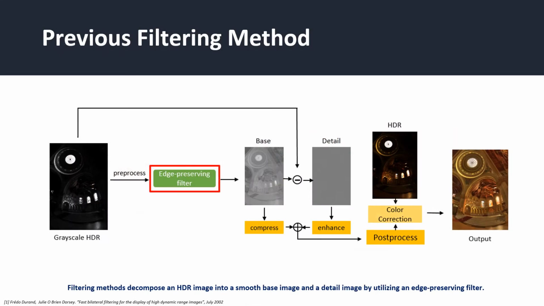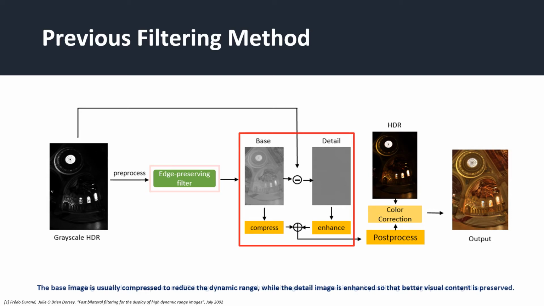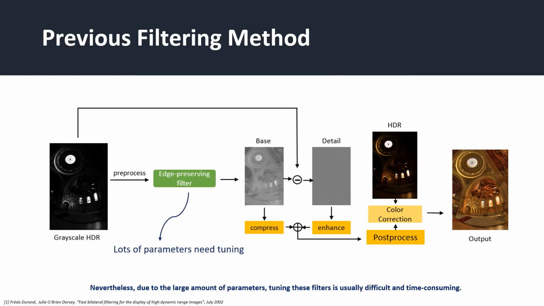Filtering methods decompose an HDR image into a smooth base image and a detail image by utilizing an edge-preserving filter. The base image is usually compressed to reduce the dynamic range, while the detail image is enhanced so that better visual content is preserved. Nevertheless, due to the large amount of parameters, tuning these filters is usually difficult and time-consuming.